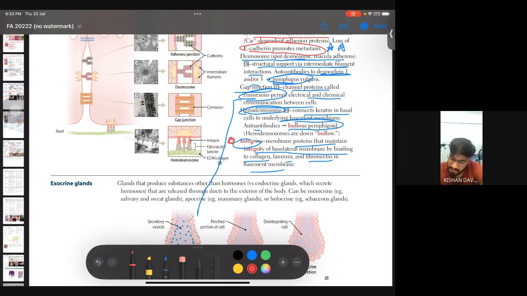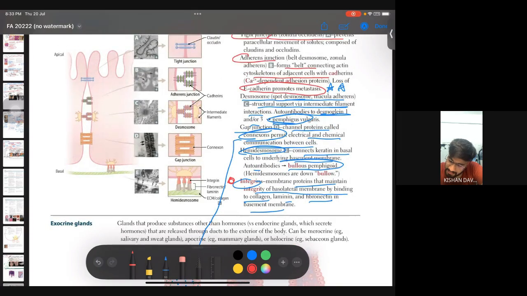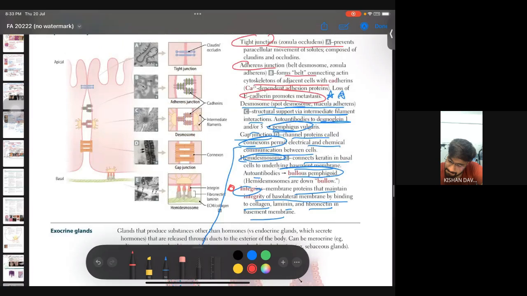Now, this integrin and another thing that was important is cadherin.